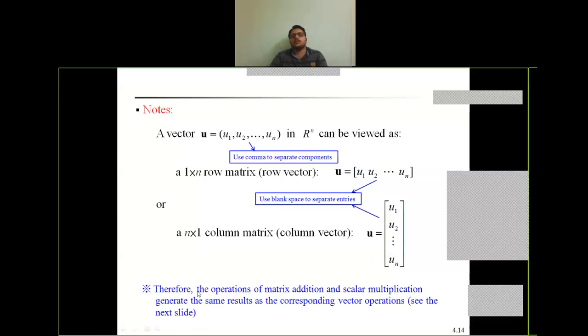The statement given below is that the operations of matrix addition and scalar multiplication generate the same results as the corresponding vector operations, because, as we have already said, vectors are ordered lists of components. That's why we can make this statement.